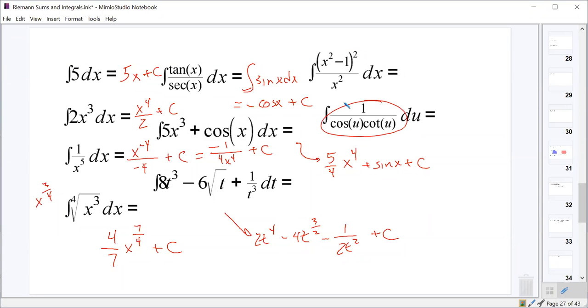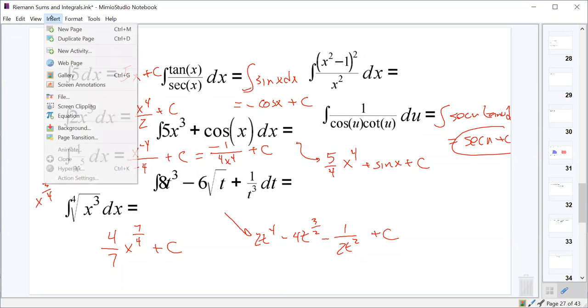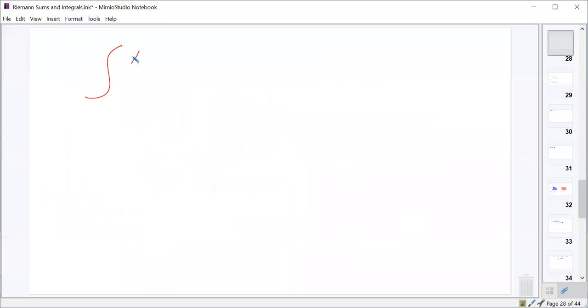What about the cosine over cotangent one in the denominator? That's just tangent secant. Yeah, that's the same as an integral of secant u tangent u du, which is just secant u plus your constant. And then what about this one? Let me give us a new page for that one. What was it? x squared minus 1, squared, over x squared, right? How do we do this one?